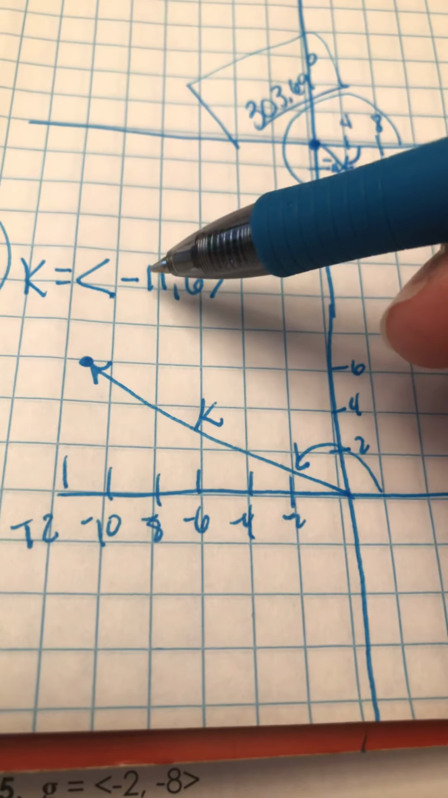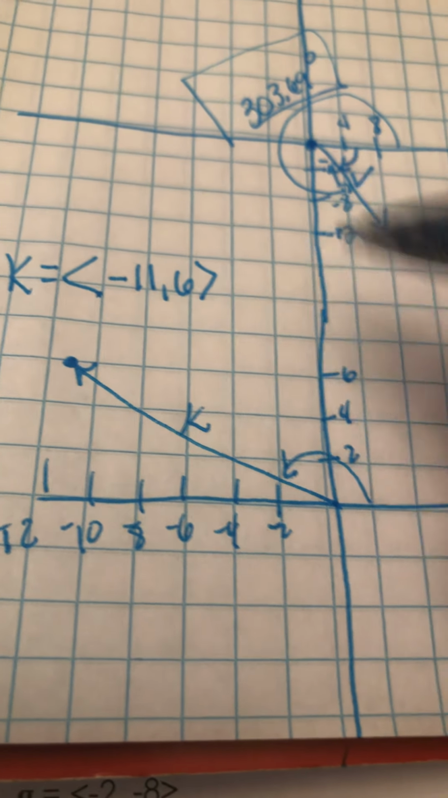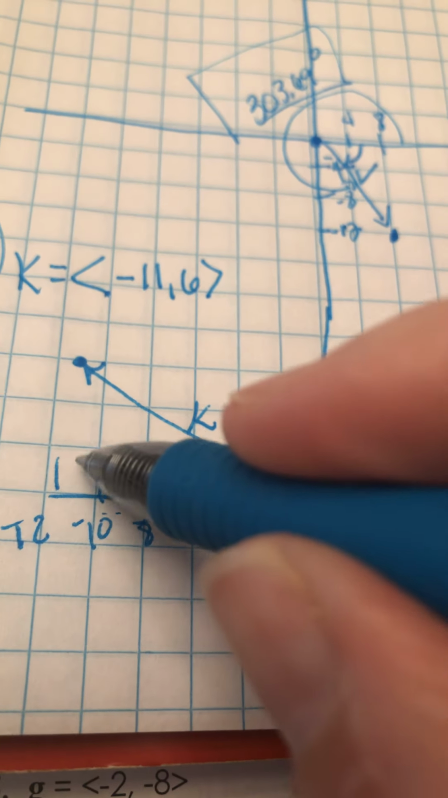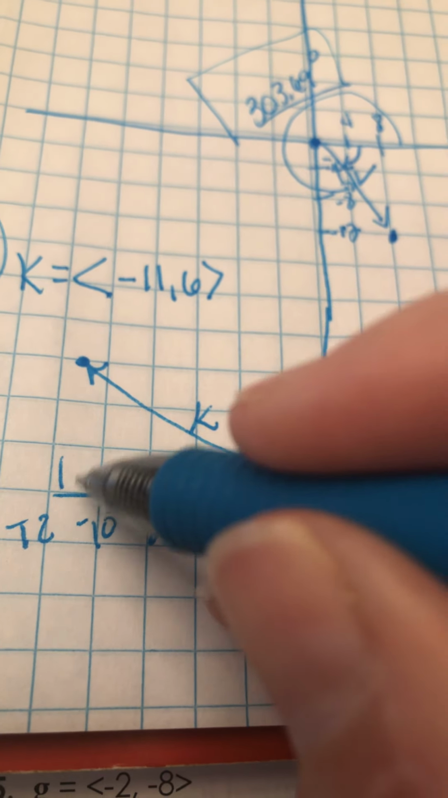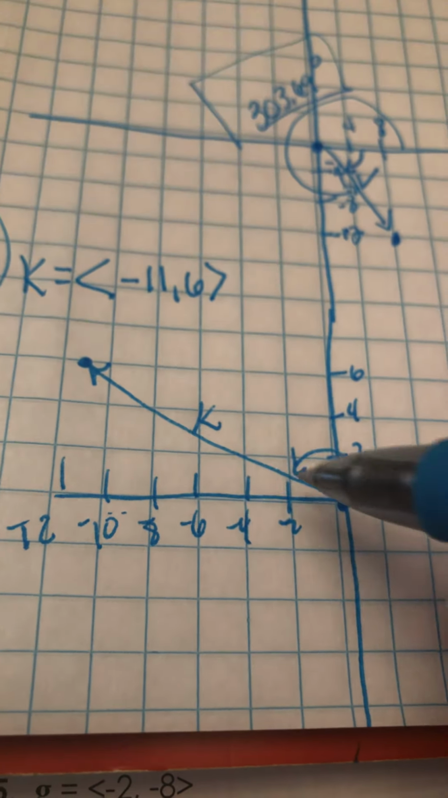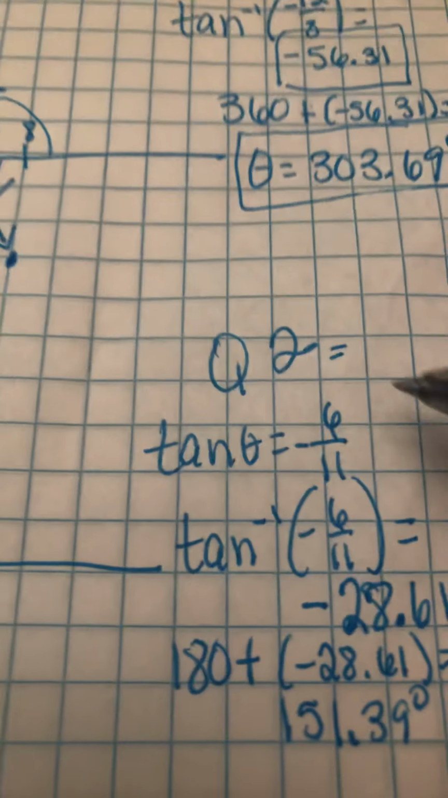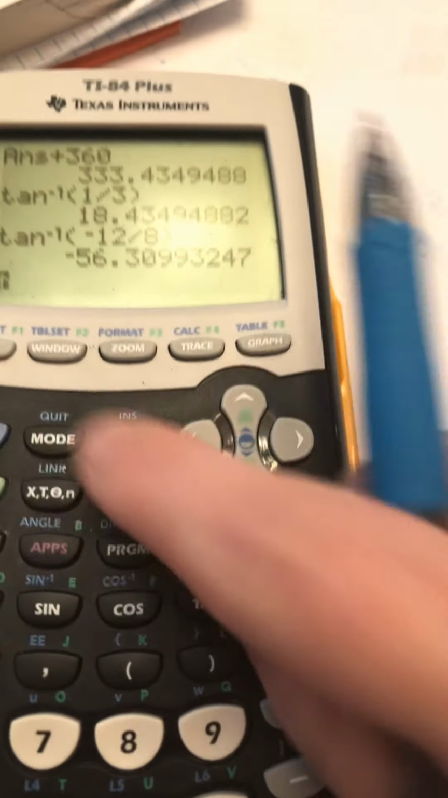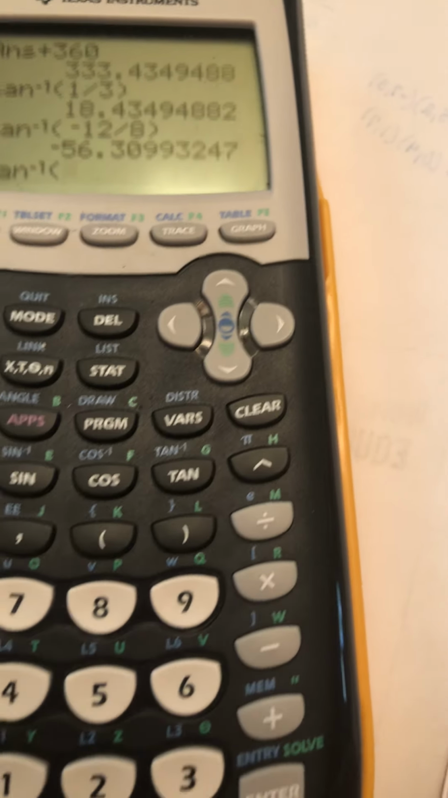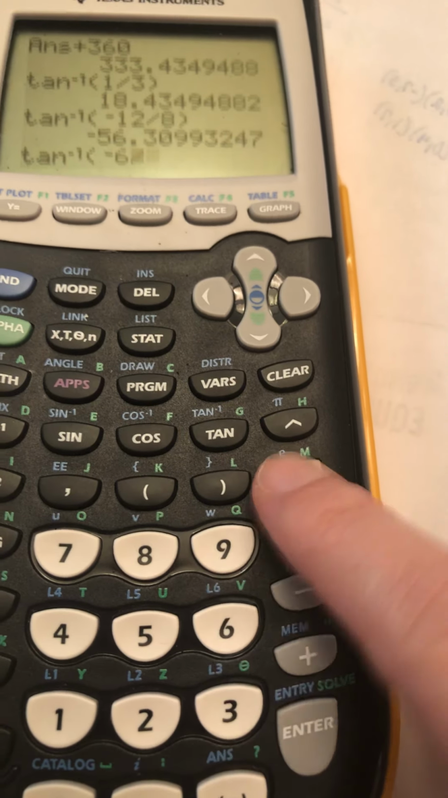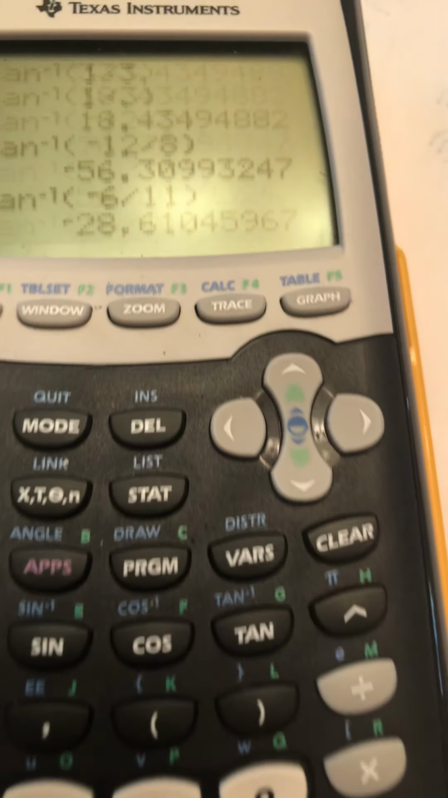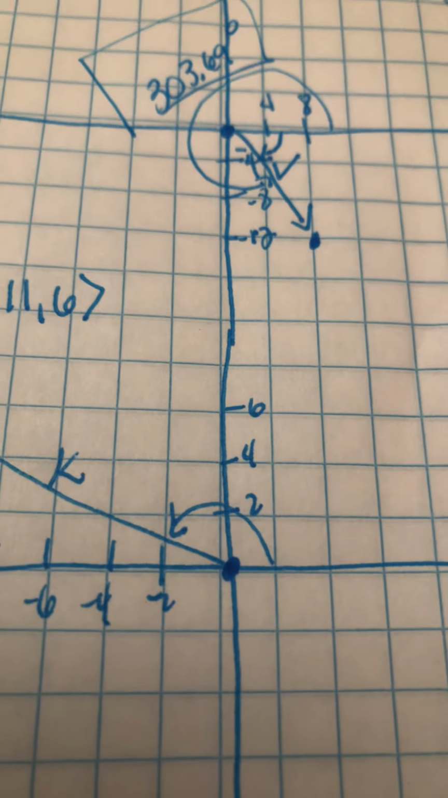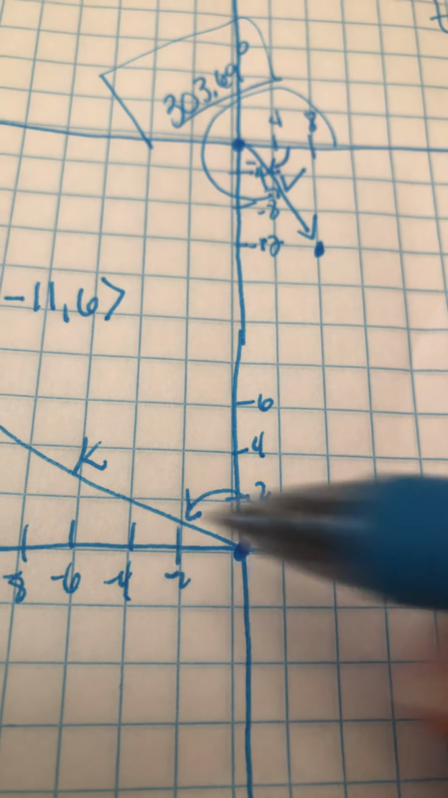On number 4, we have component form -11 and 6. So here is my initial at the origin, counted by 2, and went to -11 and 6. So this one's in the second quadrant. So since I can't put a negative in the denominator, I just put it out to the side. So I'll do second tan of -6 over 11. Okay. Ooh, another negative angle, -28.6. Okay, that's going to give me this little value right here.